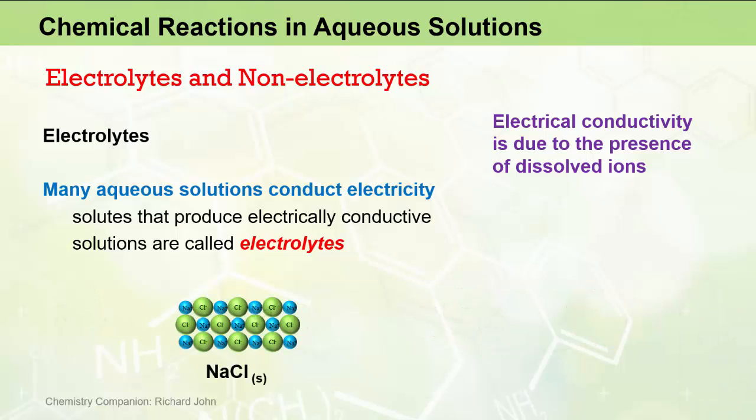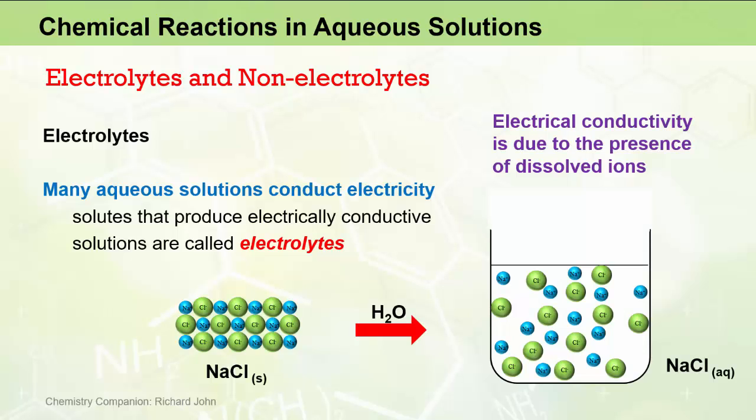We can represent this pictorially as well. Here we have a two-dimensional representation of the crystal lattice of sodium chloride with alternating positively charged sodium cations and negatively charged chloride anions. When we add water to this crystalline structure, the positively charged cations and negatively charged anions become physically separated as solvated ions, meaning they end up being surrounded by water molecules, which keep them as stable dissolved particles in the solution.